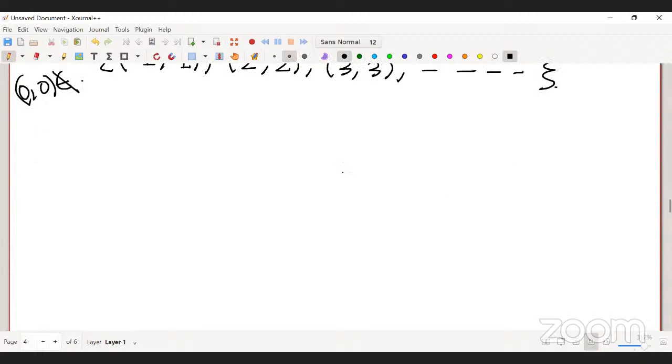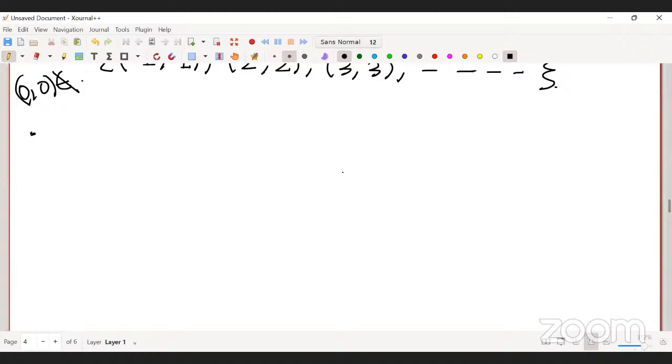Is A cross A a relation? Whether A cross A is a relation or not. What is the definition of a relation? A subset of a cross product. So in this case, is it a subset of the cross product A cross A? Yes, sir. A cross A is a subset of A cross A, right? So then it is a relation.